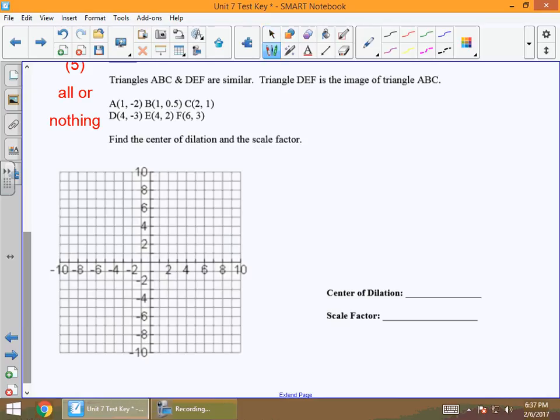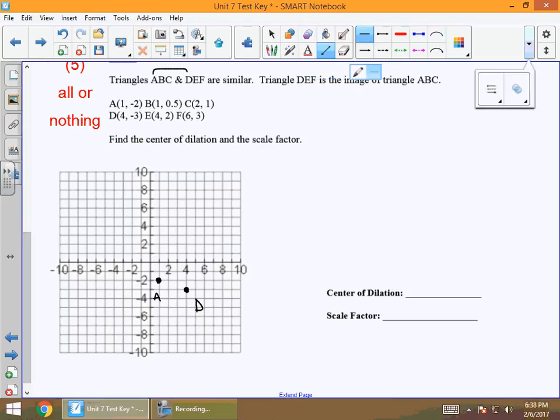So the nice thing about finding the center of dilation is I'm going to plot the point A, which is at 1, -2. That is the point A. And it becomes the point D. So D is at 4, -3. And what I'll do is I will then just connect them with a line. I'm going to do it nice and light here. I'm just going to connect those 2 points.